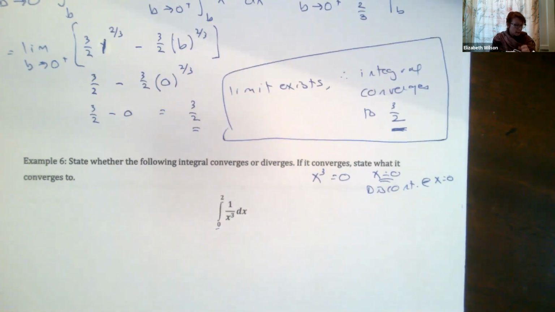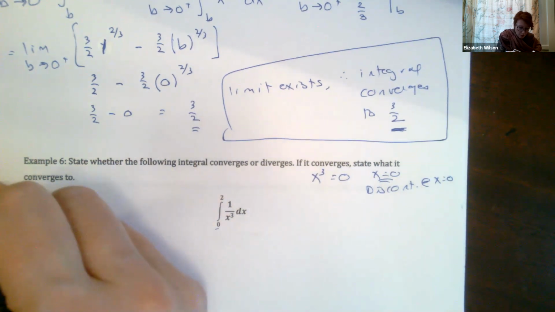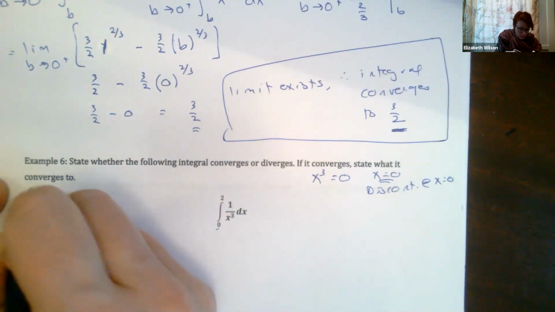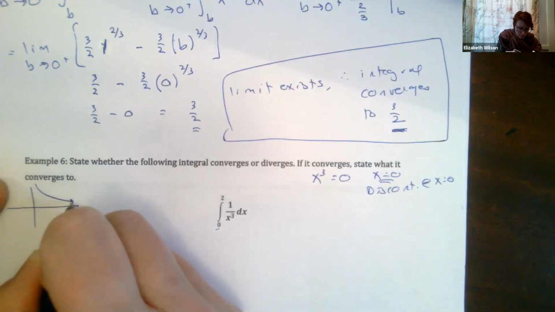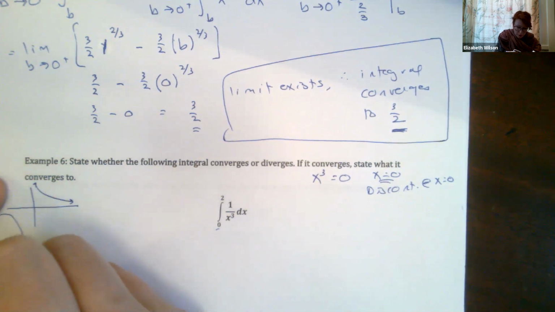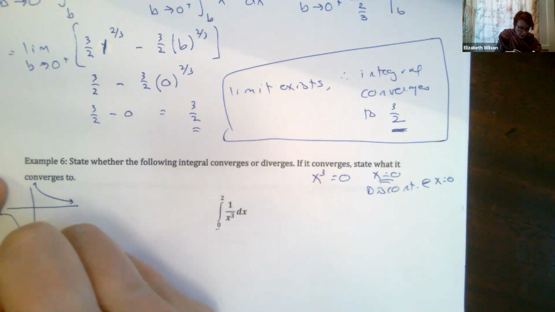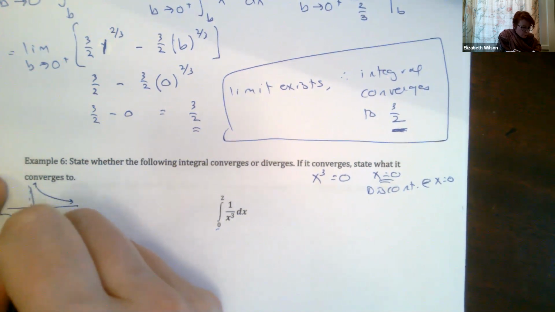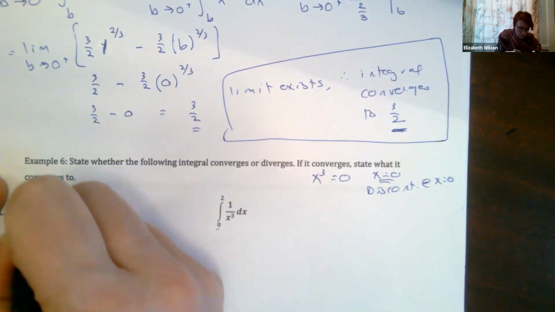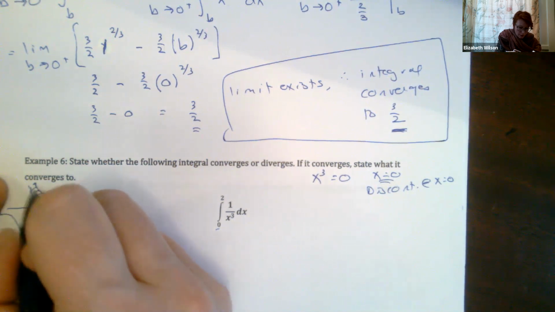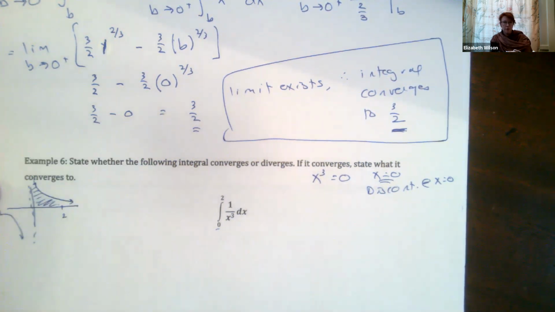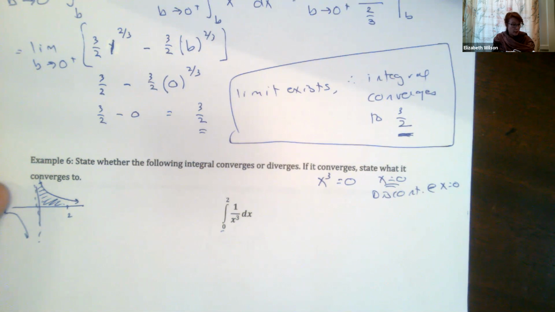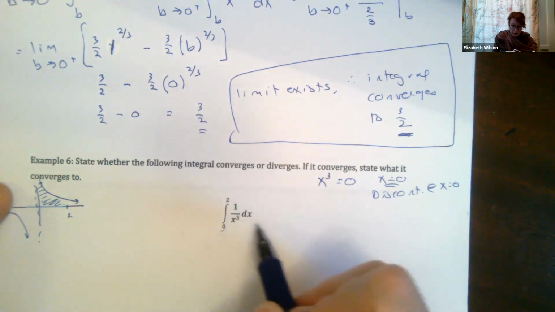Okay, so let's think about it. So this is 1/x³. This thing kind of looks like one of these rational functions, goes like this, but I'm going from 0 to 2, and I've got a discontinuity here. So from 0 to 2, I'm looking at coming up with this area, but this thing goes up to infinity, right? So that's part of the problem that we're trying to figure out how we're gonna evaluate. So 0 to 2, I've got a discontinuity there.